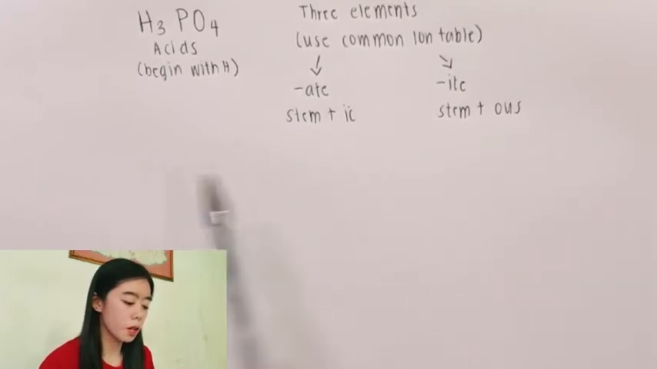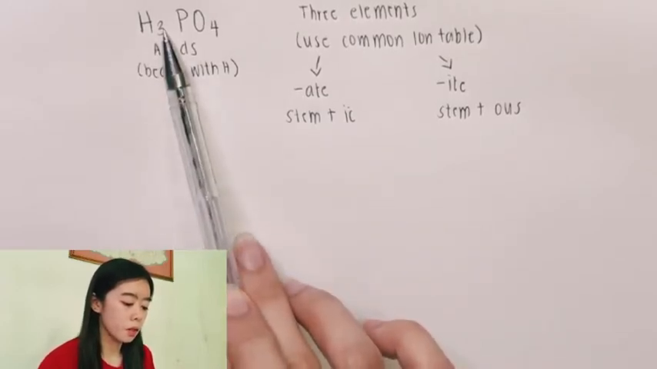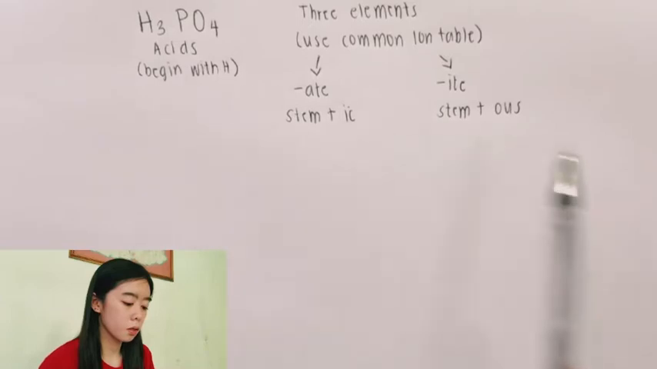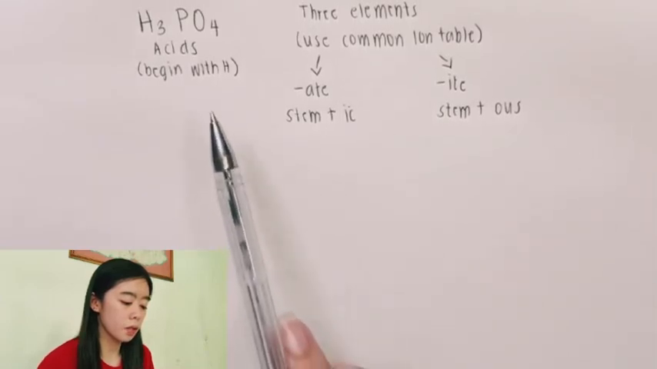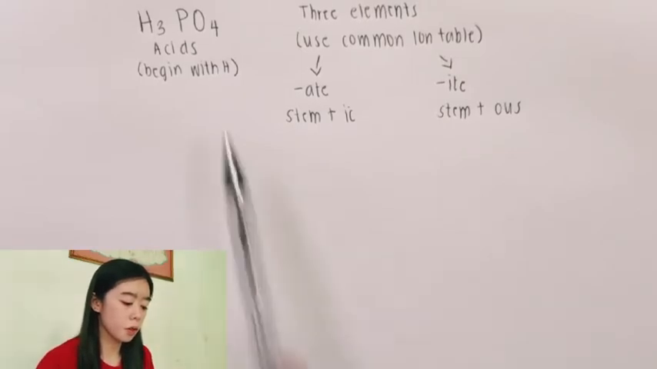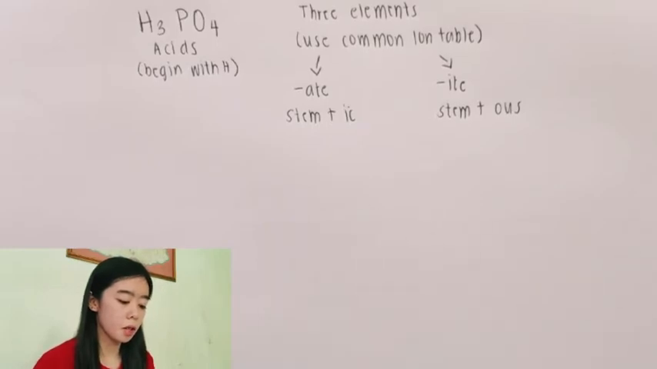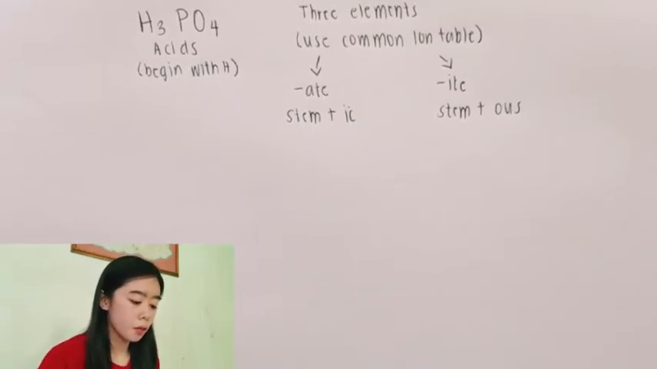H has a positive 1 charge, and we have 3 of them. So we will have a positive 3 charge here in H. That means PO4 is going to be minus 3, looking at PO4 3-. And we will use PO4 3-. It is called the phosphate ion. Let's write phosphate.